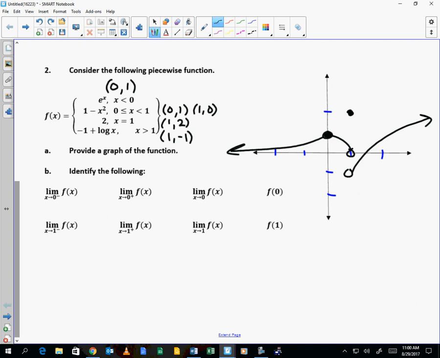Let's now determine the limits. Limit as x goes to 0 from the left. From the right. 1 from the left. From the right. The limit? Right and left are different. Okay. And f of 1? 2.